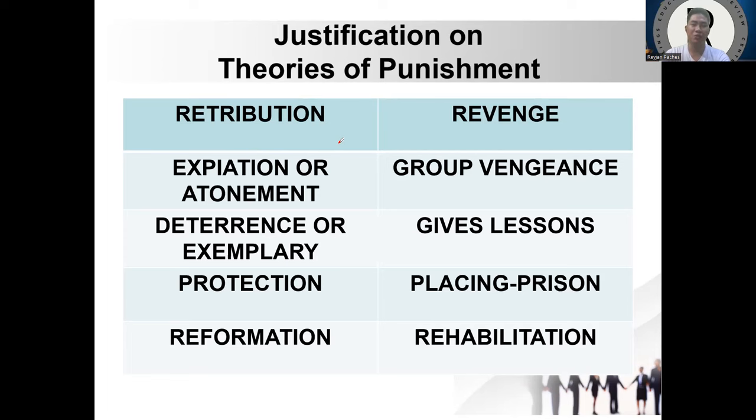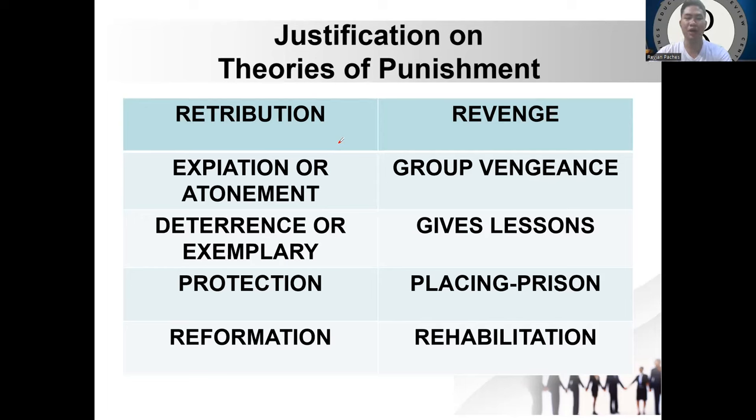Then of course, ang expiation or atonement, that is the group vengeance, the group revenge naman yan. Then of course, ang deterrence or exemplary, kapag may particular crime na na-commit sa community natin or sa society, halimbawa sa death penalty, kapag may isa na isubject for death penalty, wala nang susunod pa. Kasi nga, mag-iisip yung mga would-be violators natin kung itutuloy pa nila yung crime. Kapag may nasampulan, it will give lesson to the other persons or to the other individual. Yan ang tinatawag natin na deterrence or exemplary.